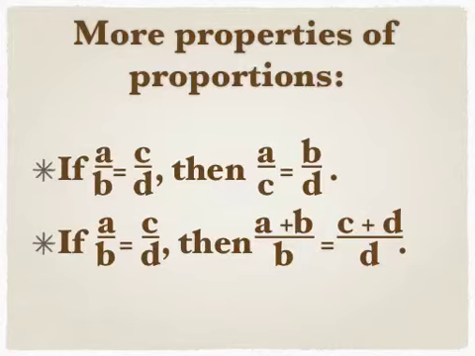The second one says, if A over B equals C over D, then A plus B over B equals C plus D over D. What we've done here is we've taken the denominator and added it to each numerator. Notice that we didn't necessarily add the same thing to both sides, but on the A over B side, we added B to the numerator, and on the C over D side, we added D to the numerator. So for each ratio, you add the denominator to the numerator, and that would still give you an equivalent proportion.